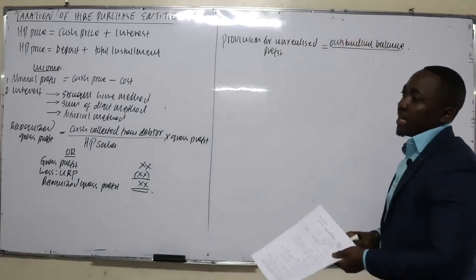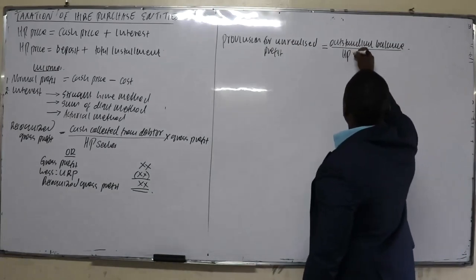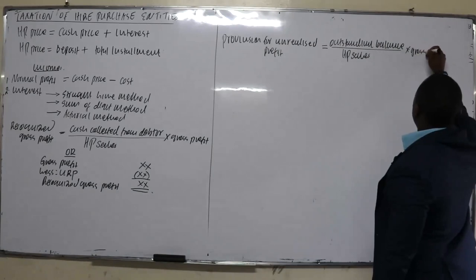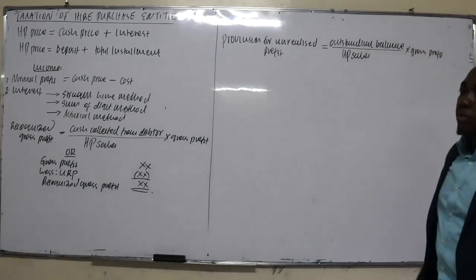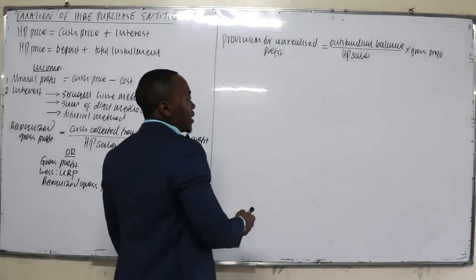Yeah, be it for the debtors at the end of the year. Then you divide by the hire purchase sales, and then you multiply by the gross profit. So that means for you to get the outstanding balance, you must prepare some key accounts. And which are those major accounts prepared?